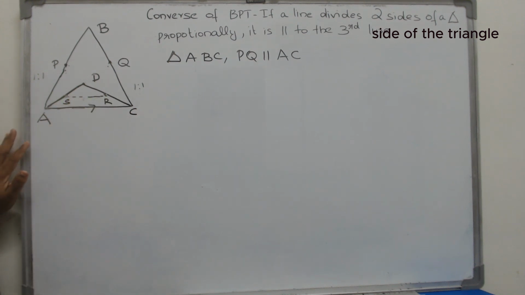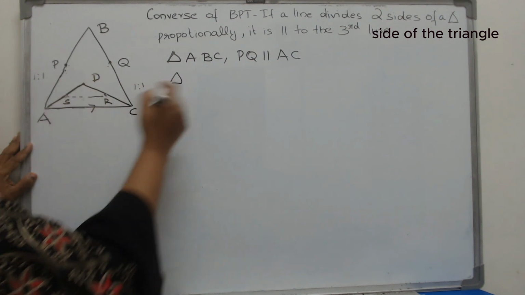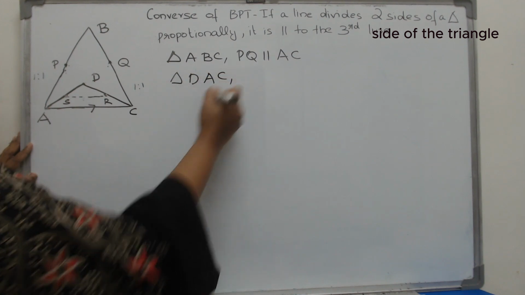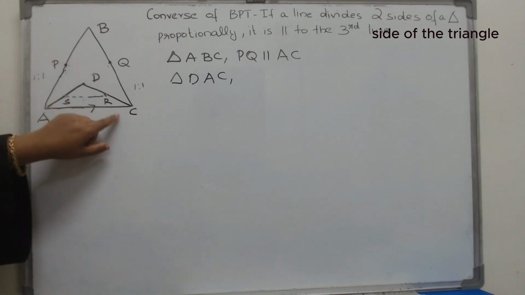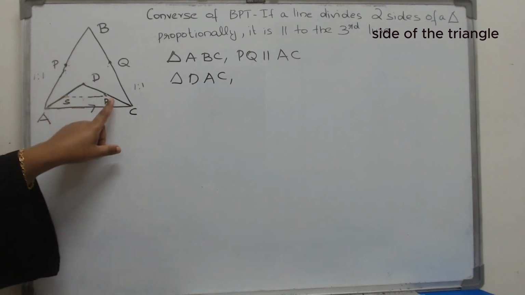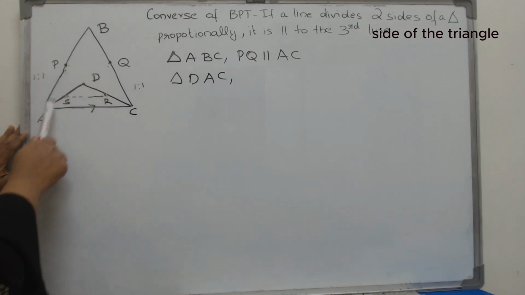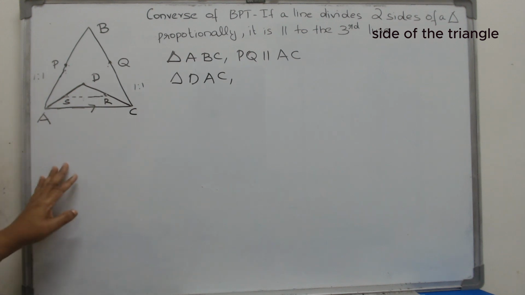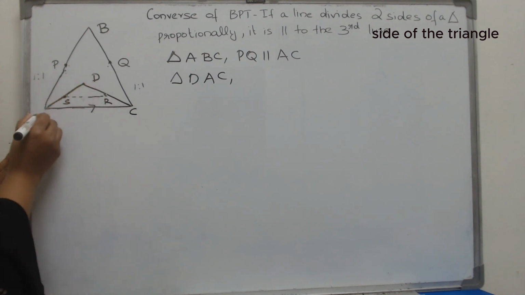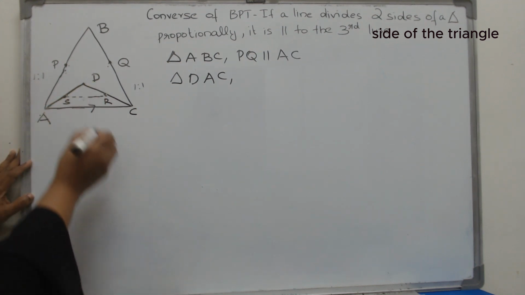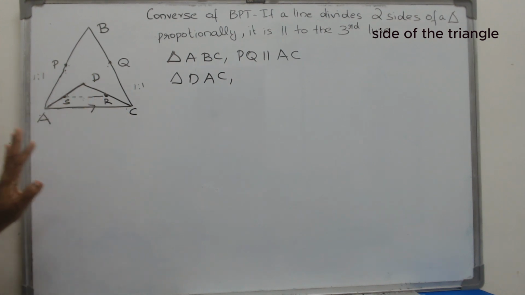This time which triangle are you going to consider? You are going to consider triangle DAC. And then what do you get? Do you get all the conditions here? Do you have a triangle DAC? Yes. Do you have a line SR? Yes. Does SR divide two sides of this triangle proportionally? Yes. Why is that? Because S is the midpoint of DA, it divides it in the ratio 1:1. DC's midpoint is R, which again divides it in the ratio 1:1.